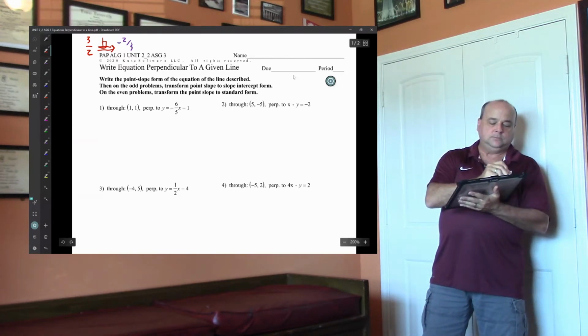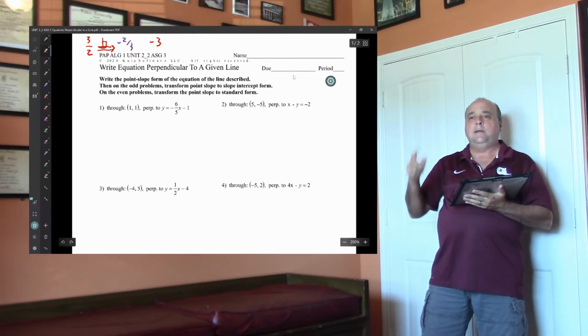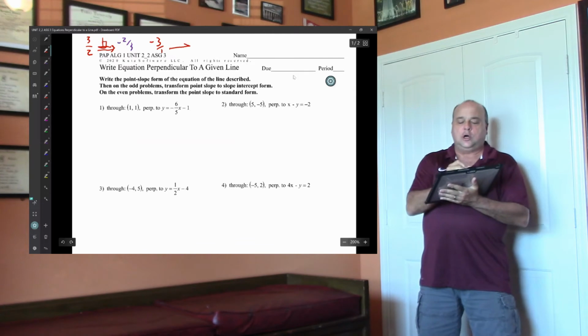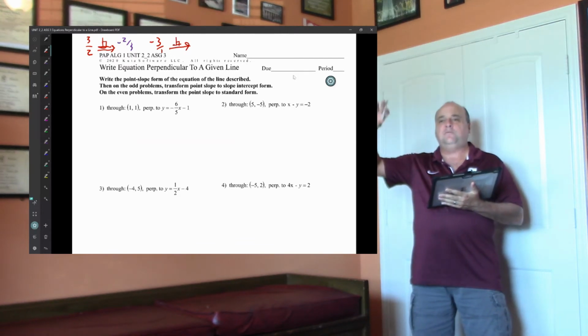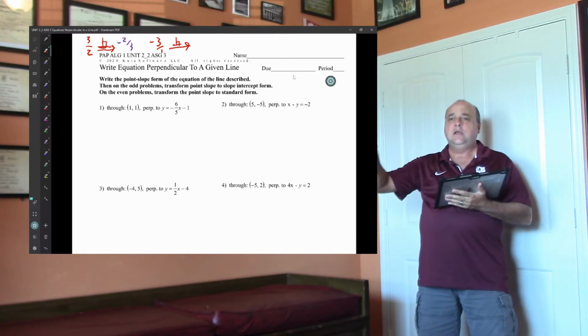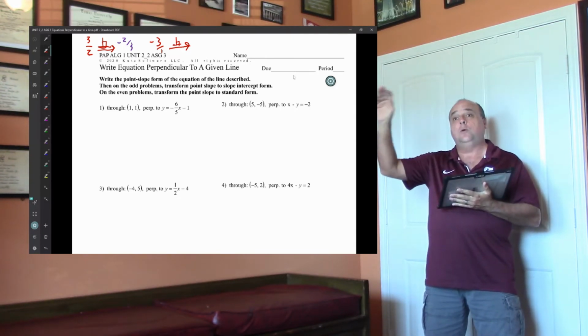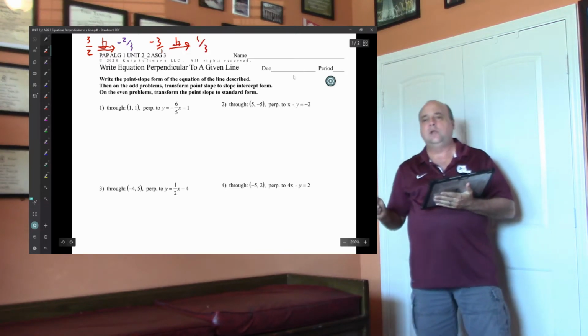Let's do another one. Let's say I have -3. To make -3 a fraction, I need to put it over 1. You're going to draw an arrow, put a perpendicular symbol, and I'm going to flip the fraction and switch the sign. So if I flip -3 over 1, I'll get 1 over 3, and the negative will become a positive, so my perpendicular slope will be 1 over 3.